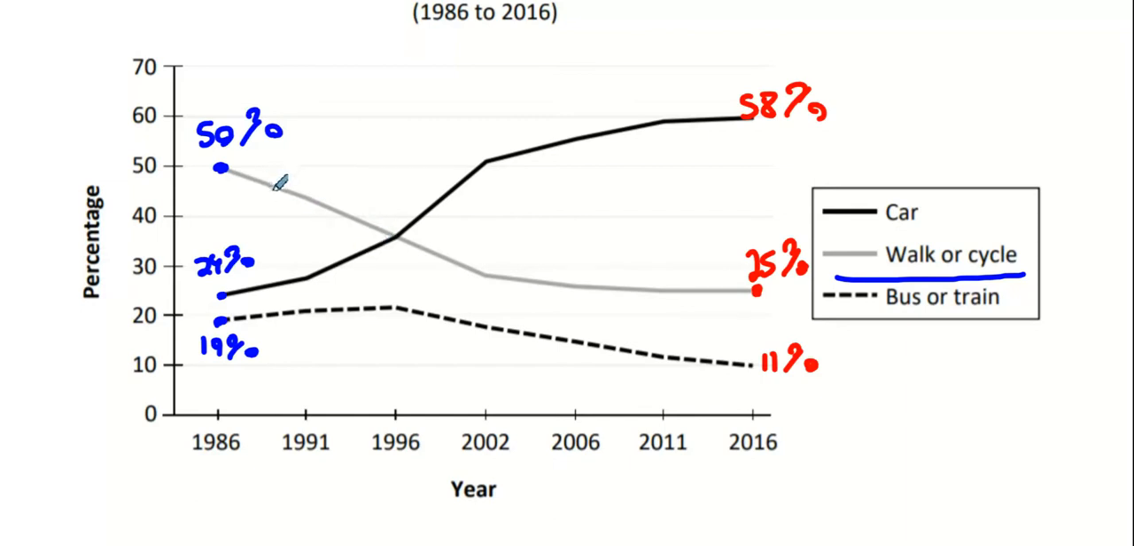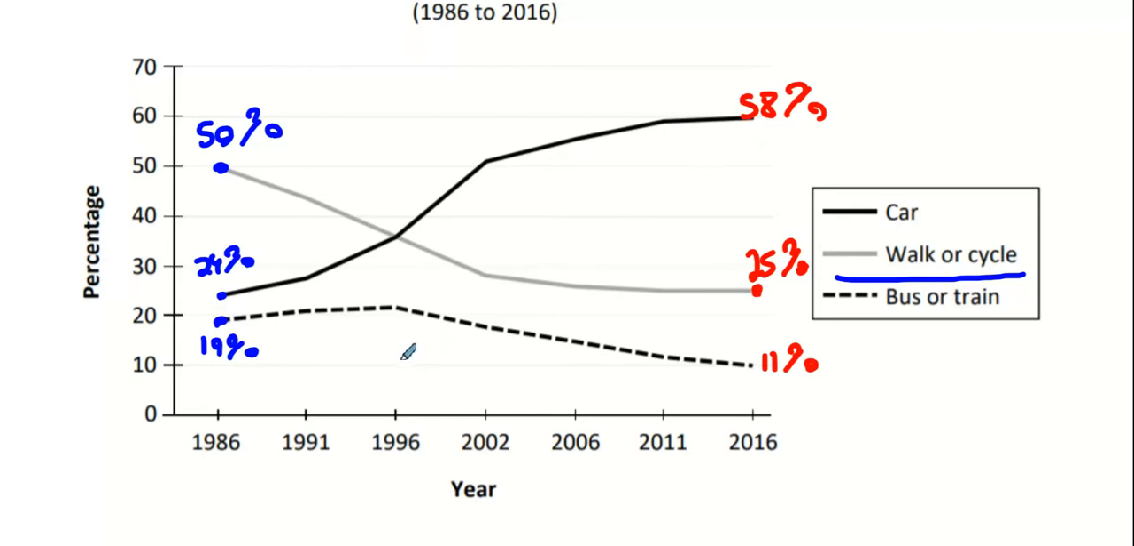In 1986, roughly 50% of all people walked or cycled. As time went on, in the 90s and the early 2000s, this decreased to around 25%. So it was 1 in 2 people walking or cycling to school. Now it's only 1 in 4. Conversely to this, only roughly 24% of students took the car to school in 1986. As time went on during the 90s and early 2000s, this rose to 58%.